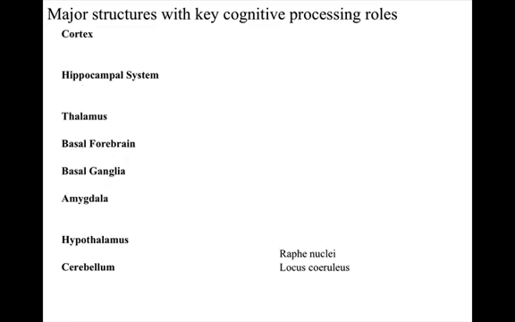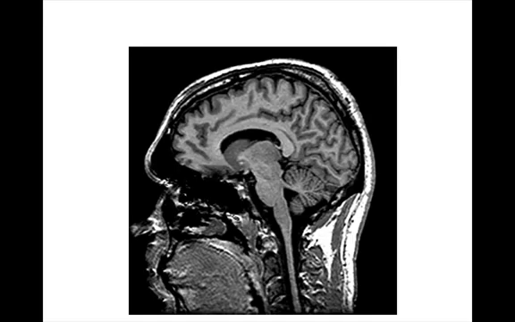There are some additional structures that we'll also touch upon, including the raphe nuclei and the locus coeruleus, which are small groups of neurons in the brainstem that target extensively throughout the brain. So what I want to do next is to give you a feel for how all these structures fit together in an actual human brain. This is an MRI image of a sagittal slice of a human brain. This slice is vertical, goes from front to back, and is somewhat offset from the center.